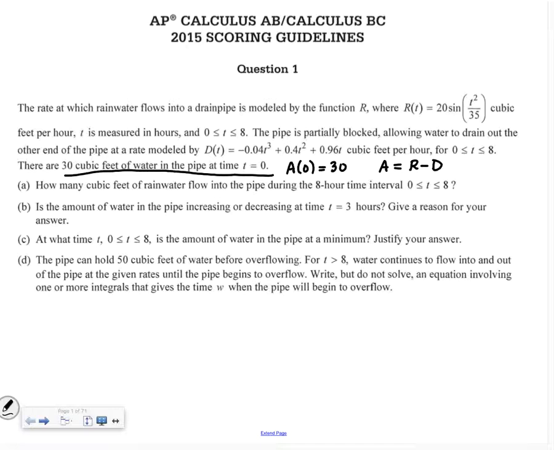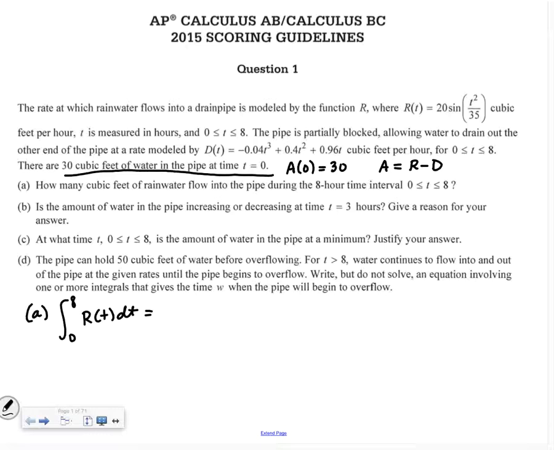So for part A, it says how many cubic feet of rainwater flow into the pipe during the 8-hour time interval 0 to 8. So we're only talking about the amount that's coming into the pipe, which is our R of t. So since this was in cubic feet per hour, we need to integrate to get cubic feet. So we're going to say from 0 to 8, R of t dt. And I don't waste time writing out the function or anything. I just put it in like that.